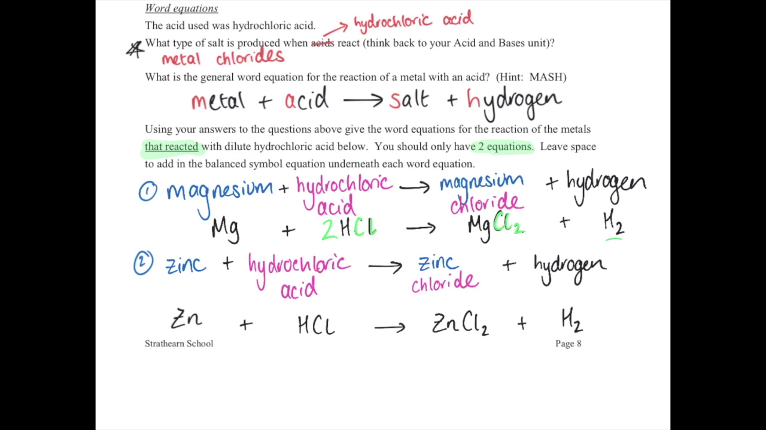So you can see these balanced symbol equations are very, very similar. And what we need to do again is balance it. Again, on the right-hand side, you can see that we've got 2 chlorines and 2 hydrogens. But on the left, we only have 1 of each. So how we solve that problem is we put a 2 in front of our HCl.